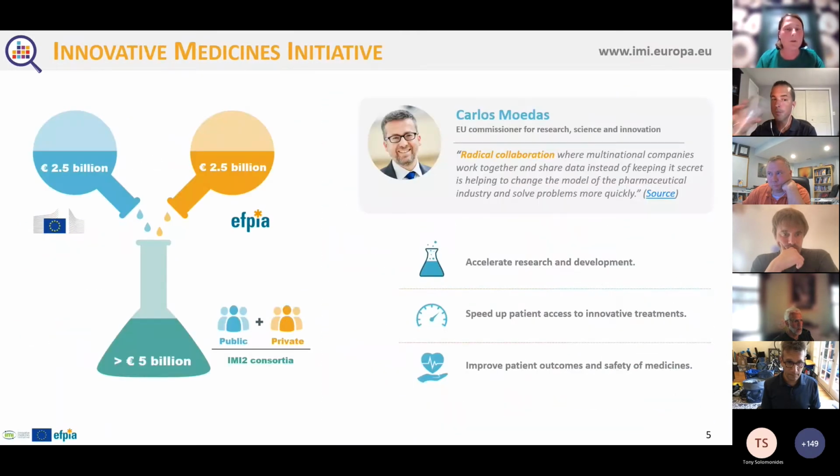And of course, that wouldn't be possible without funding. So the EHDEN project is a public-private partnership that is funded by the EU and by the EFPIA partners. That helps to really accelerate the research and the development, to speed up patient access, and to improve patient outcomes eventually.